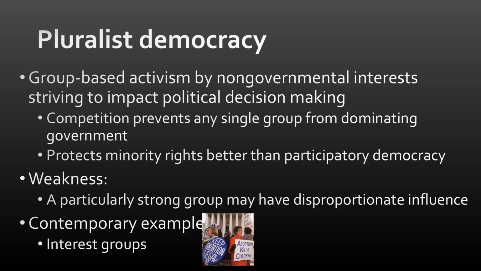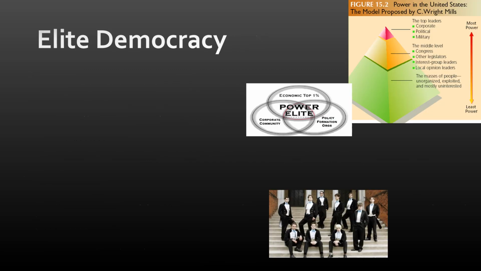A contemporary example would be interest groups. So that little picture there, it's kind of trying to show the idea of pro-life and pro-choice interest groups. Neither one dominates our policy because both sides and both interests are represented. So that's essentially the idea of pluralist democracy.